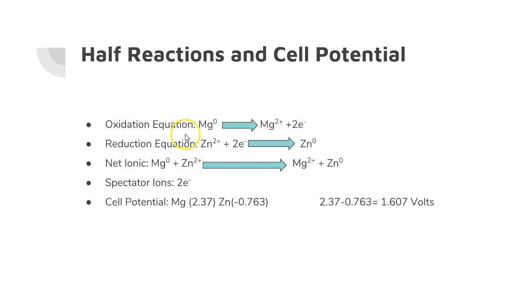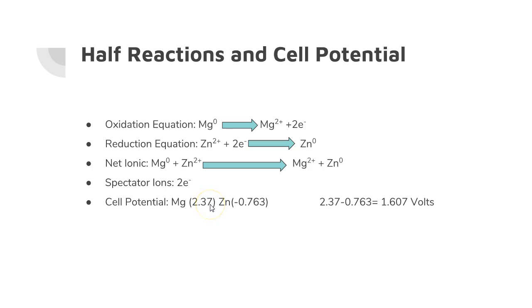Not only that, but I also looked at the half reactions. So for the oxidation half reaction, I have magnesium 0 yields magnesium 2+ plus 2 negative electrons. For the reduction half reaction, I got zinc 2+ plus 2 negative electrons yields zinc 0. And since there's two of the same thing, the two negative electrons, they both cancel each other out and they're considered the spectator ions.